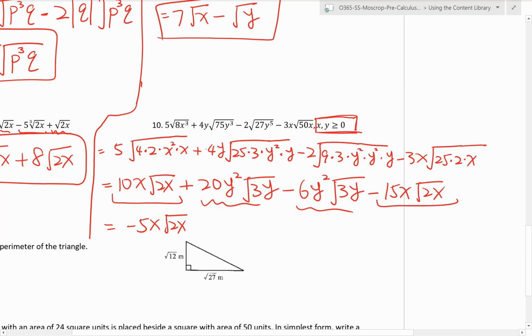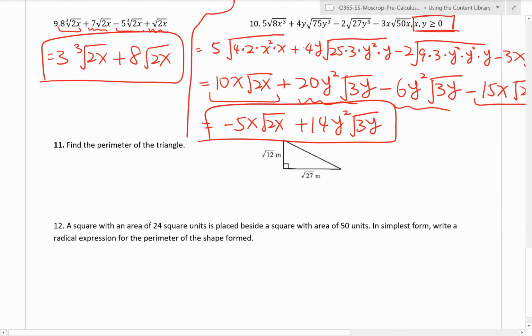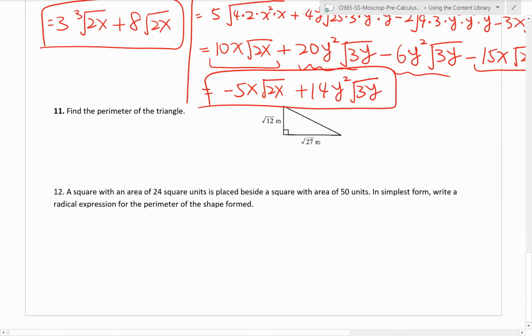20 minus 6. Again, they are like terms because y squared and the radicand are both 3y. 20 minus 6 is 14, so plus 14 y squared square root of 3y. That's your final answer. Okay. 2 more questions to go.